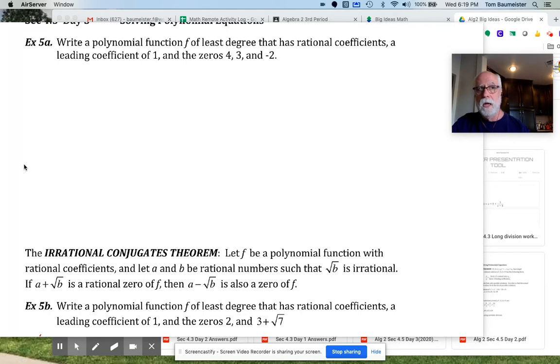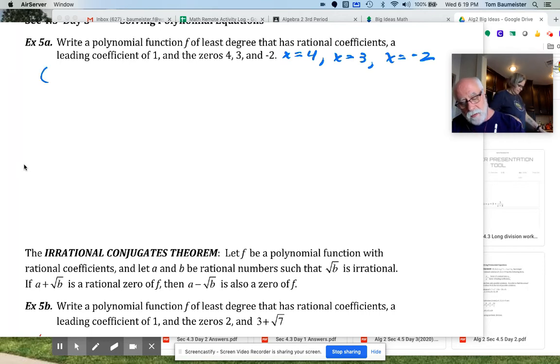So what we're doing here now is we're starting with our answers and we're working back to get our equation. They're telling us that our zeros are 4, 3, and negative 2. So that means that we know that x is equal to 4, we know that x is equal to 3, and we know that x is equal to negative 2. Now, remember, that's our answers.